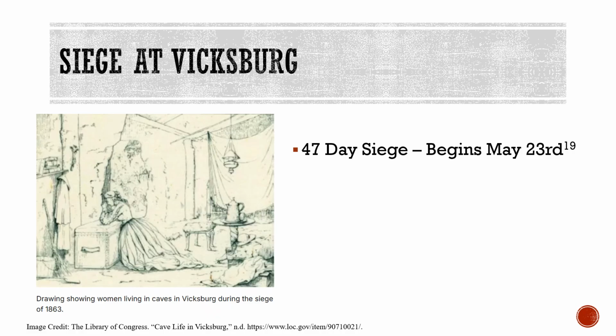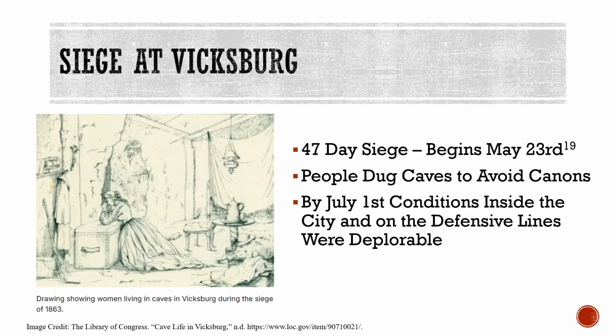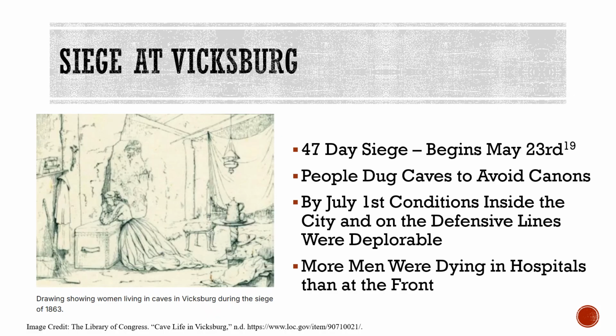The drawing on the left shows a woman who's living in caves with her family during the siege. People had dug caves to avoid the cannons and the shrapnel. By July 1st, conditions inside the city and on the defensive lines were deplorable. At this point, more men were dying in hospitals than at the front.